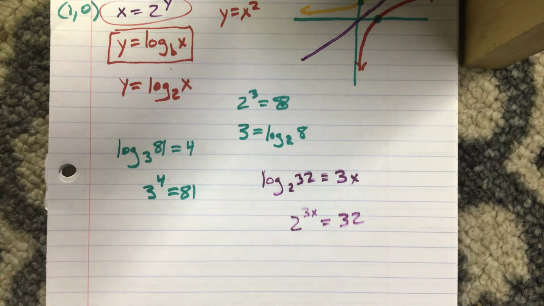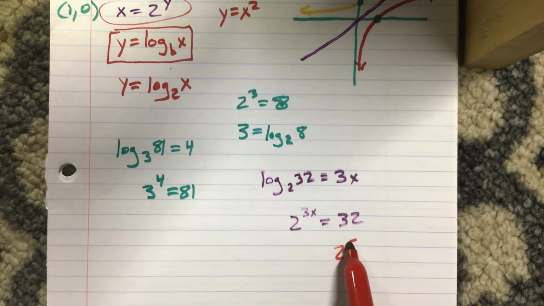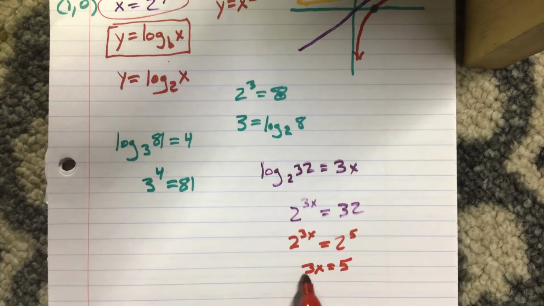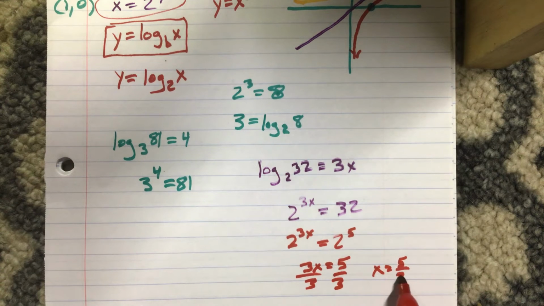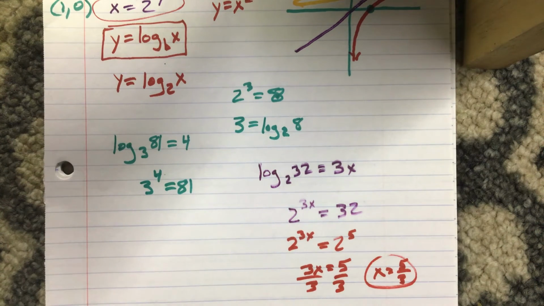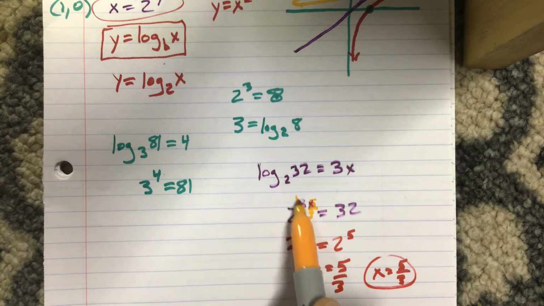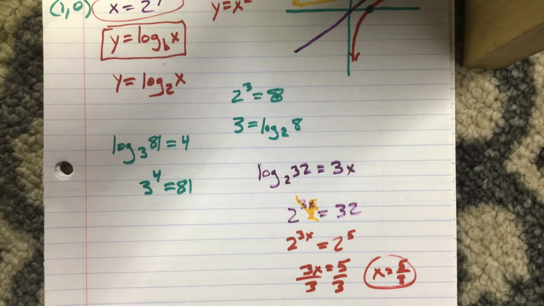We've done some of these in class. In order to solve this, you have to have the same base. 32 is 2 to the 5th power. This is 2 to the 3x. Now that they have the same base, you can set the exponents equal to each other. 3x equals 5. Divide both sides by 3, and you get x equals 5/3. And you can see that that's true because if you plug 5/3 in for x right here, the 3's would cancel, and you'd get 2 to the 5th equals 32, which is true.